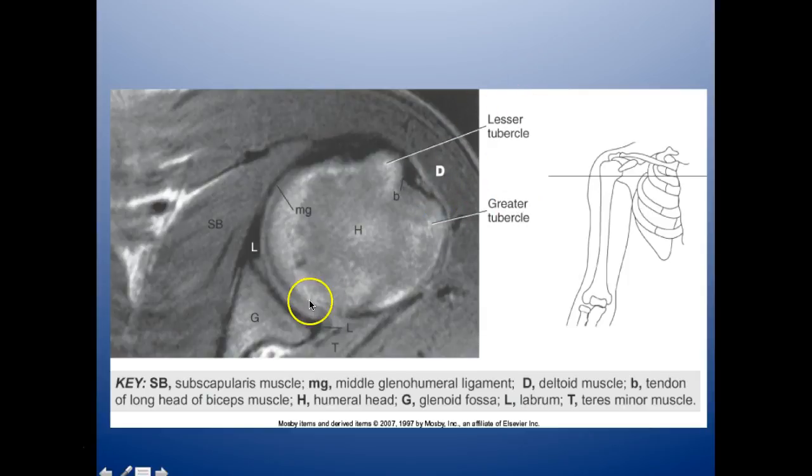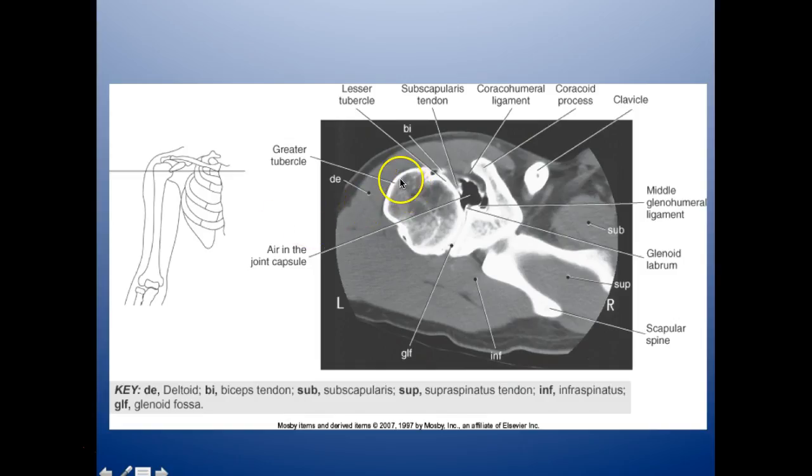Looking here, it's blown up for you, which is nice, but this is your lesser tubercle, greater tubercle with your bicep groove. You have your labrum here and your glenoid, and this is your subscapularis muscle right here. So greater tubercle, lesser tubercle, bicipital groove. You have your coracoid, your clavicle, subscapularis muscle. Here's your supraspinatus muscle, your scapular spine, your infraspinatus muscle is here, and your glenoid fossa.